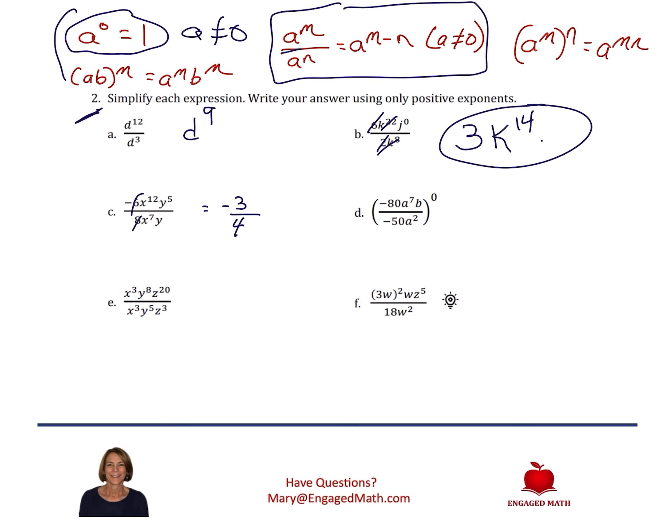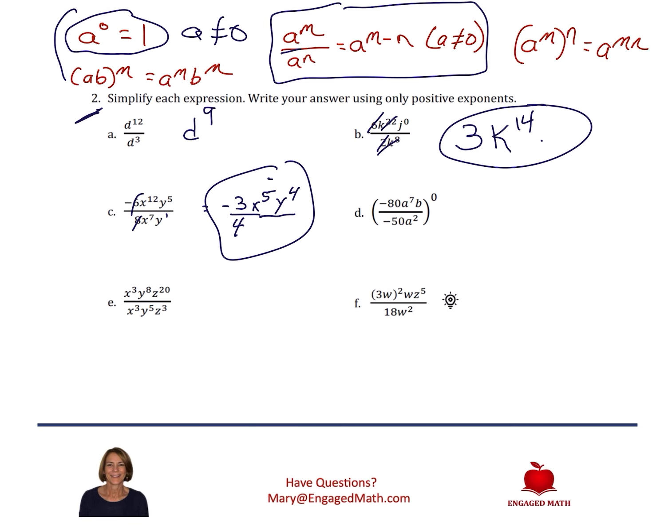That takes care of that. 12 minus 7, the exponents on the x, will give us x to the 5th. And then y to the 5th over just y. Remember, there's an exponent of 1 there, even though it's not written, will give us 5 minus 1, or an exponent of 4. We're done. This is our final answer.